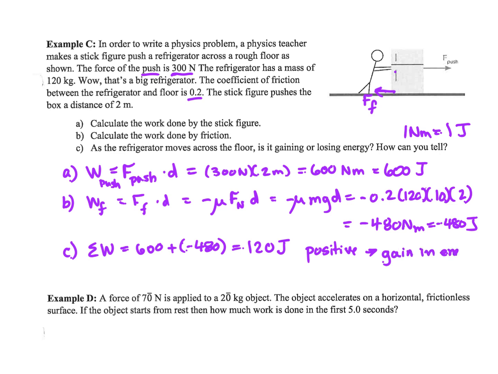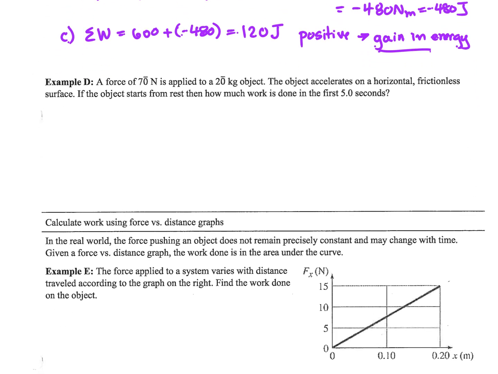Okay? So now, example D. A force of 70 newtons is applied to a 20 kilogram object. The object accelerates on a horizontal frictionless surface. So we know it's frictionless, it's horizontal. If it starts from rest, the V initial is 0. How much work is done in the first 5 seconds?